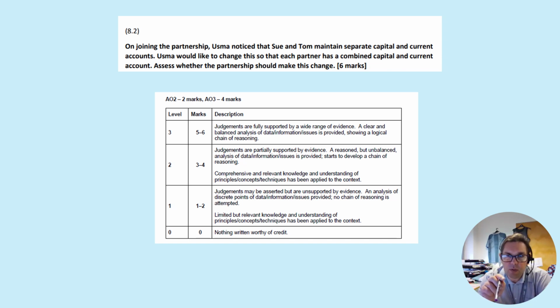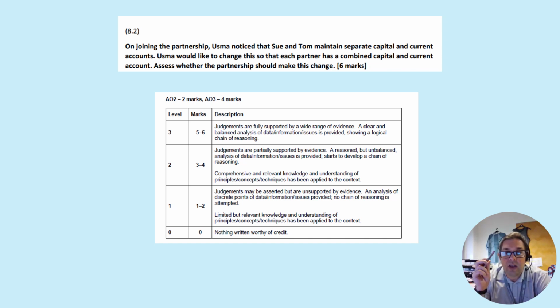If it's partially supported by evidence, there's some, or unbalanced, it will be in level 2, so 3 to 4 marks. And if it's unsupported by evidence, irrespective of how good it is, the maximum you're going to get is 1 to 2 marks because it's unsupported by evidence. You've got to use figures and information from the other question, no matter how good your response is. If it has not got any application, you will get 1 to 2. You get 0 if you just haven't got a clue. So if you don't know anything about it, then clearly you're going to get 0 marks.